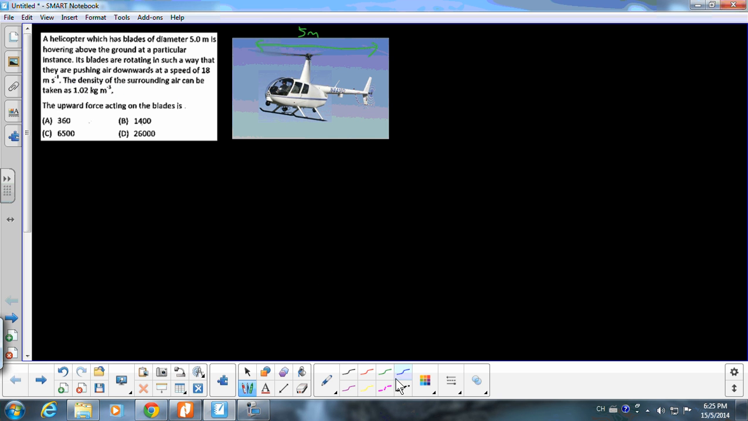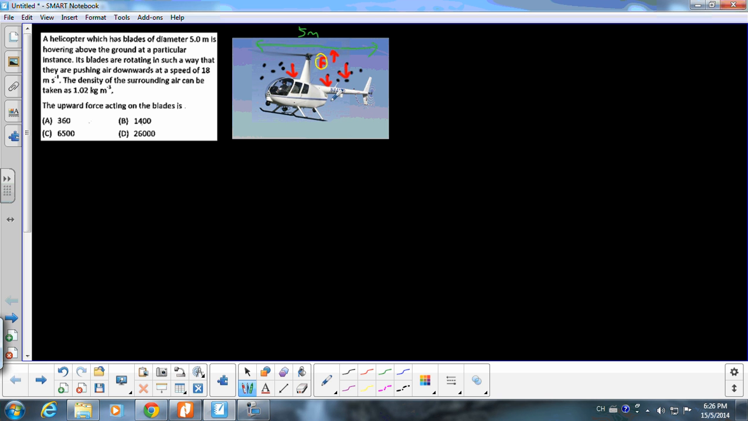So what does that mean? For this case, we need to understand that there are a lot of air particles surrounding the helicopter. The turning of these blades will push the air particles downwards. Now, by action-reaction, the air particles also push the blade upwards. This is the force that you are required to find in this question. Now let's see how we get this force.